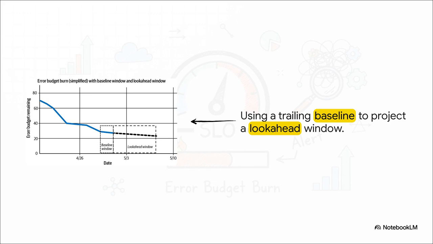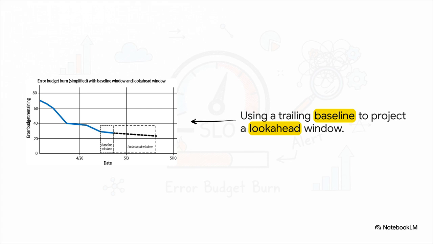So the real secret sauce of preemptive alerting is forecasting. What we do is take our current failure rate from a recent baseline window, think of that like looking in the rearview mirror, and project it forward into a look-ahead window to predict exactly when a breach is going to happen. Effective burn alerts must forecast the amount of error budget your system will have burned at some future point in time.